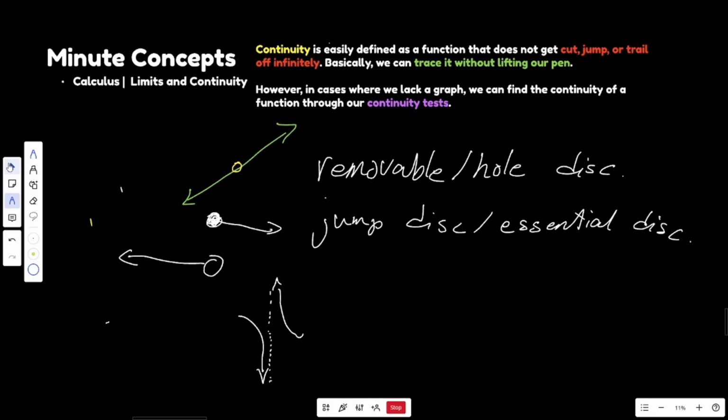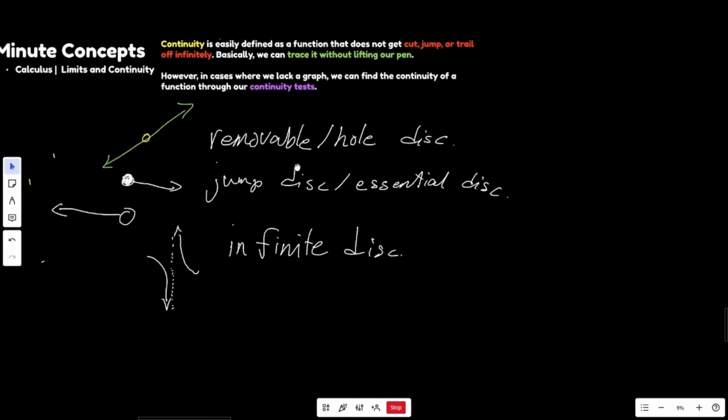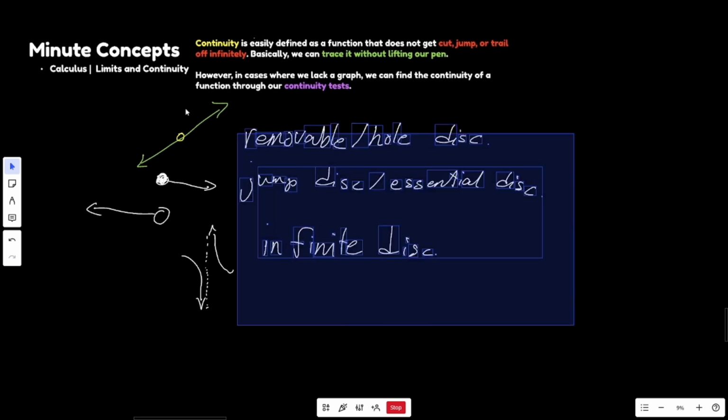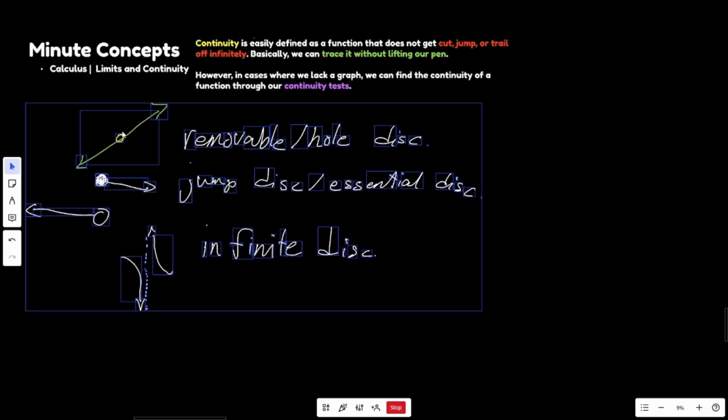Now, there is a test for identifying these types of discontinuities. The test is what we call the three-step discontinuity test, which is described by three conditions. Again, just like the last few videos, this might take a little longer for our minute concept, but this should cover pretty much everything that you need to know about this topic.